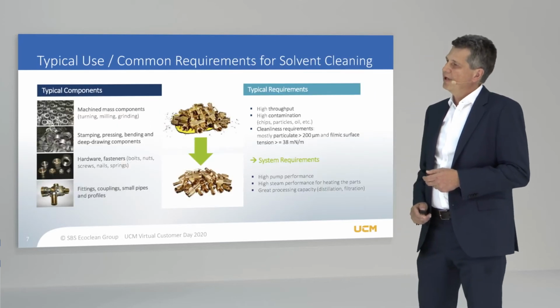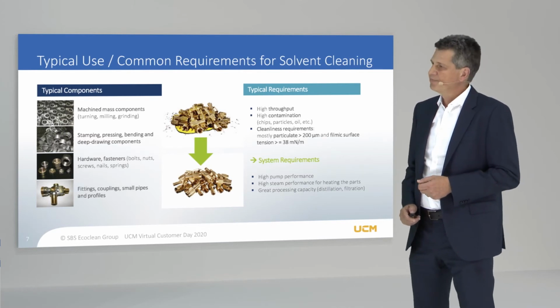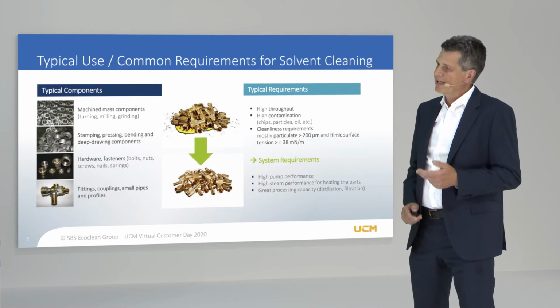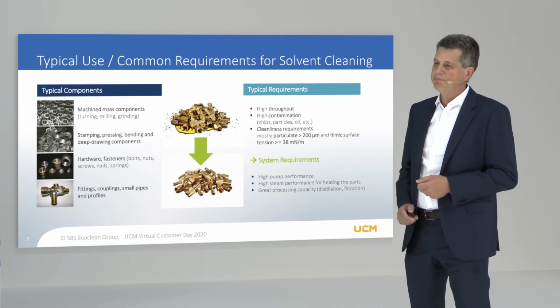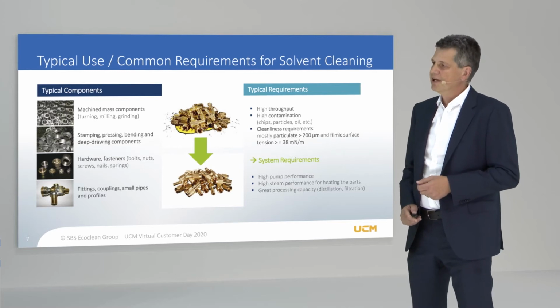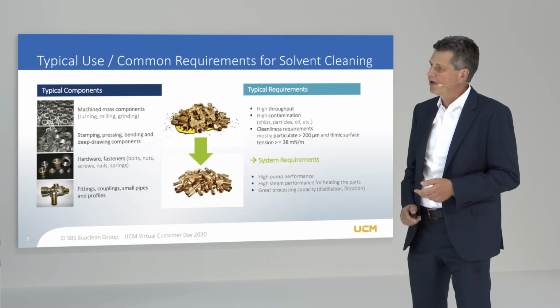So solvent machines are typically being used in mass production component fields, like turned parts, milled parts, ground parts, but also stamped parts, pressed parts, deep drawn parts, bent parts.